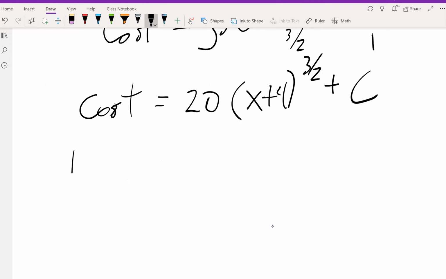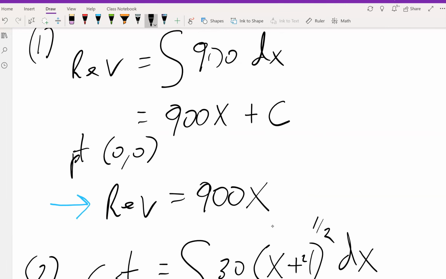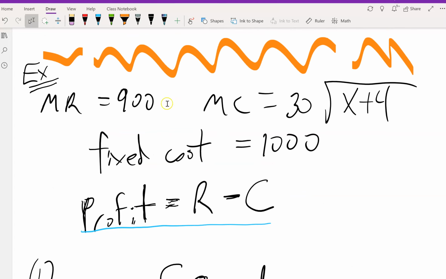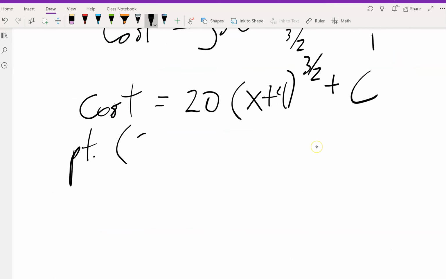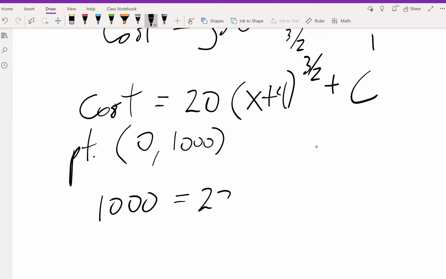Now what? I need a point. In this case, 0, 0 almost never works. You need more information. And they told it. They said the fixed cost was 1,000. Well, the fixed cost is 1,000 is the point 0, 1,000. Fixed cost always happens when x is 0. Quantity is 0. So I'm going to do the algebra now to find the c by plugging in 0 for x and setting it equal to 1,000, because that's the output you're looking for.